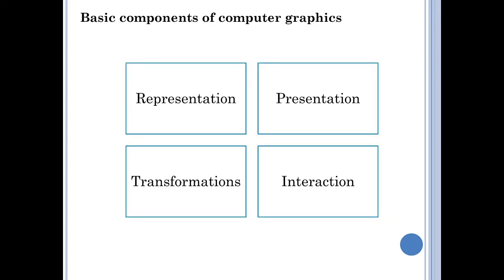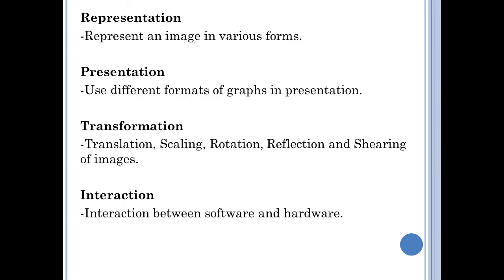The basic components of computer graphics to display any image on the screen are representation, presentation, transformation and interaction. These four components indirectly depend on each other. So we will discuss these components.